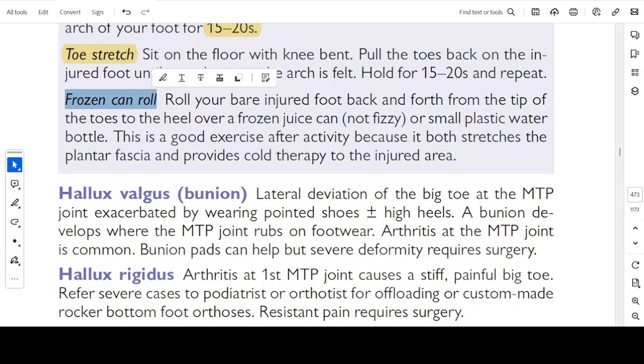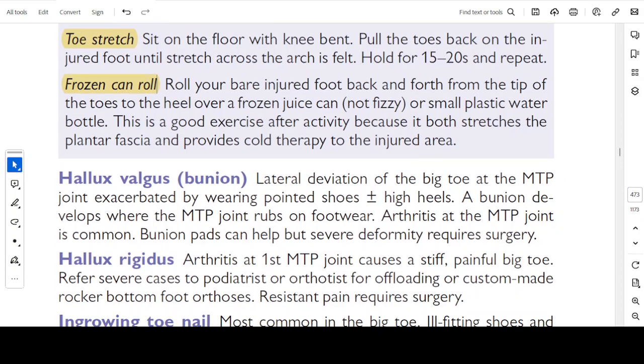Frozen can roll. Roll your bare injured foot back and forth from the tip of the toes to the heel over a frozen juice can, not fizzy, or a small plastic water bottle. This is a good exercise after activity because it both stretches the plantar fascia and provides cold therapy to the injured area.